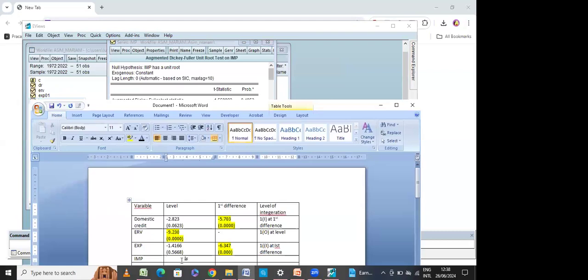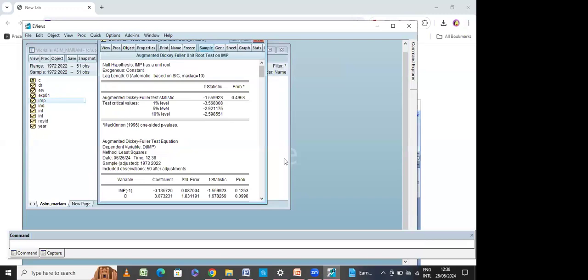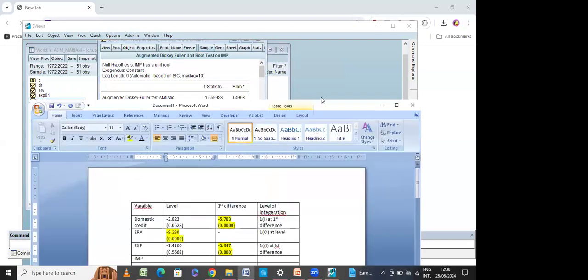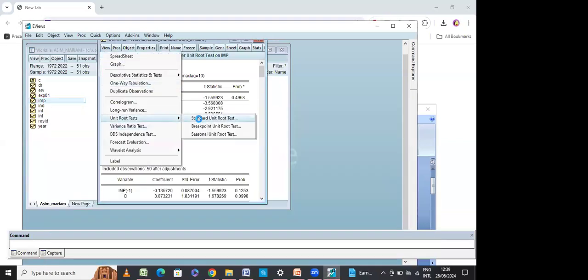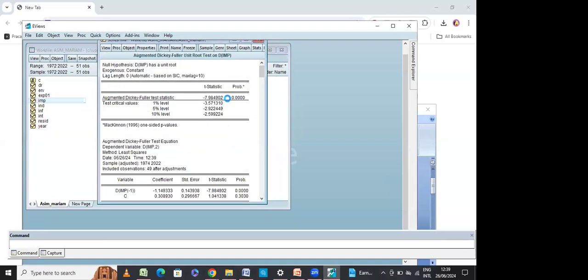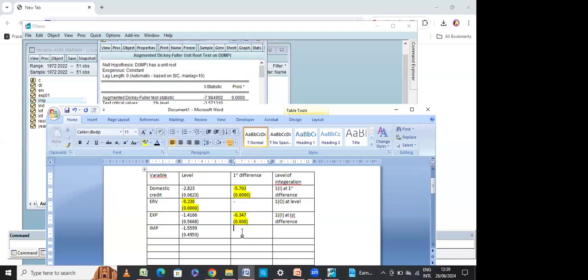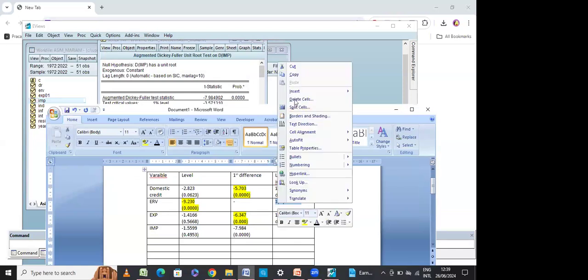So I have import, and the value is minus 1.5599, and its p-value is 0.495. And I'm going to check at level, and then at first difference. Yes, it becomes stationary at first difference. The value is 74984, and the probability becomes 0.000.